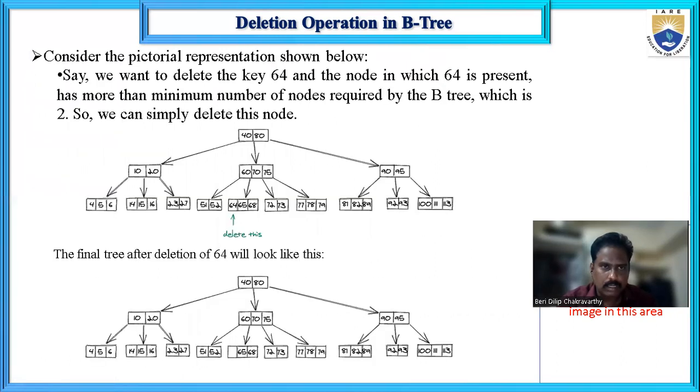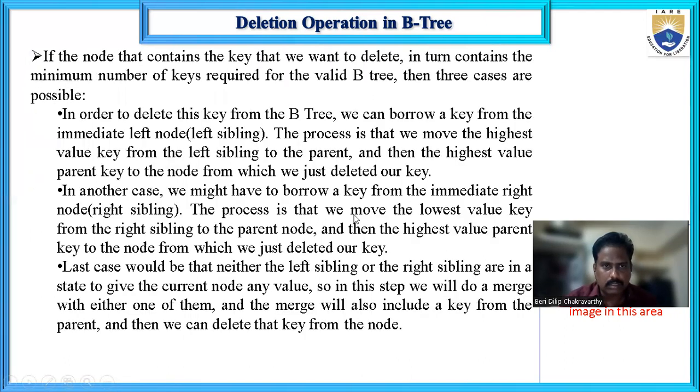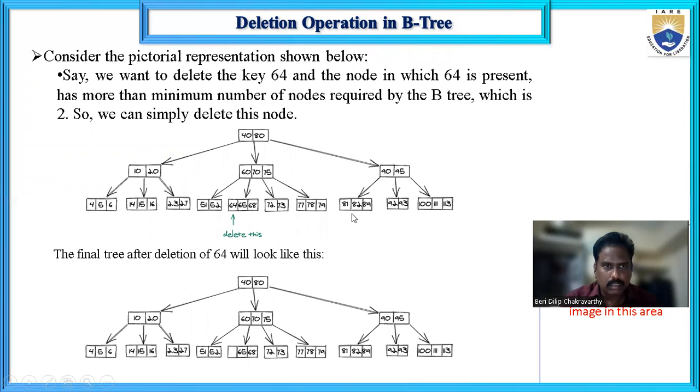See here, consider the pictorial representation. Say we want to delete 64. No problem here. Elements are already there, so we can simply delete it. There is no violation of the rule here. The minimum, we are having the elements 65 and 68. No problem. We have deleted that element.